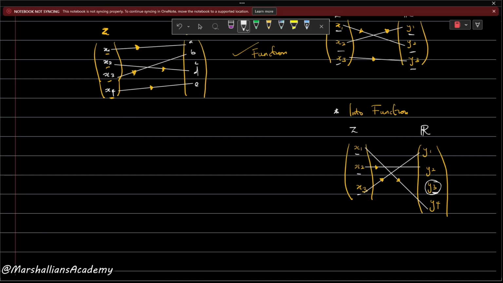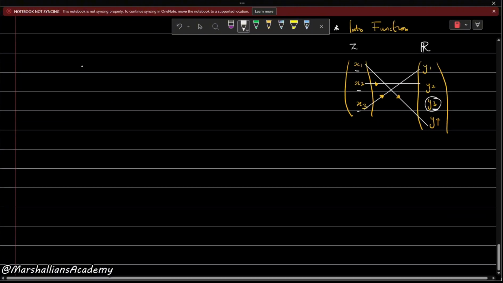Does that make sense? All right. So let's talk about something else, a composite function. It's a very, very important function.